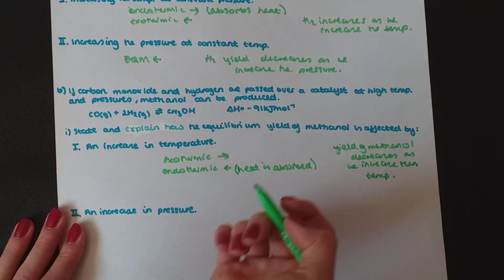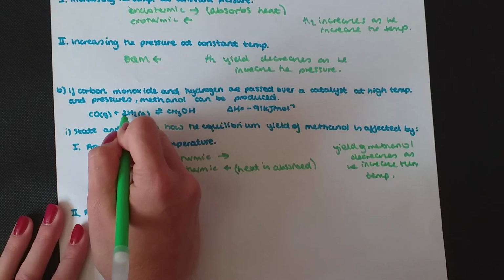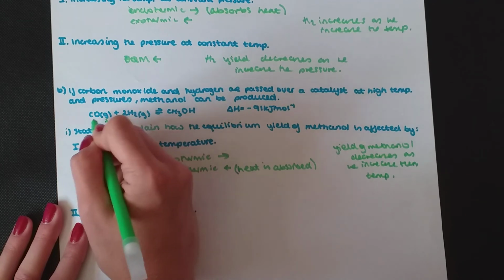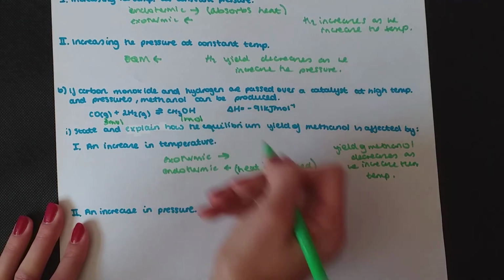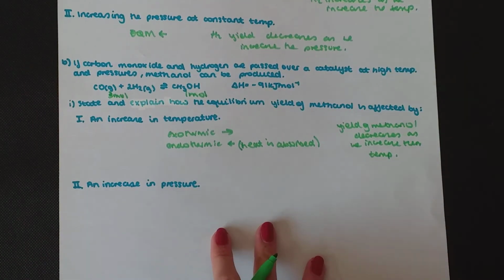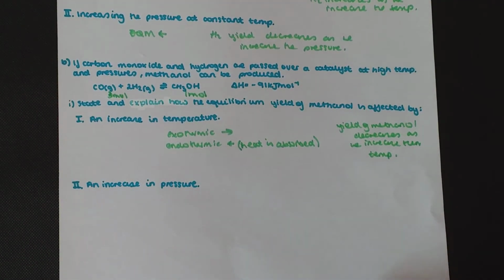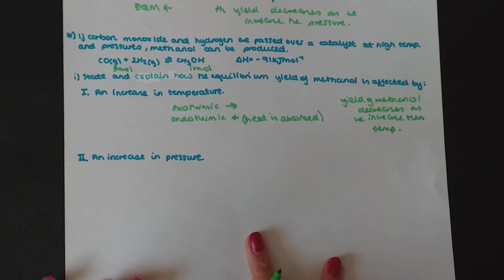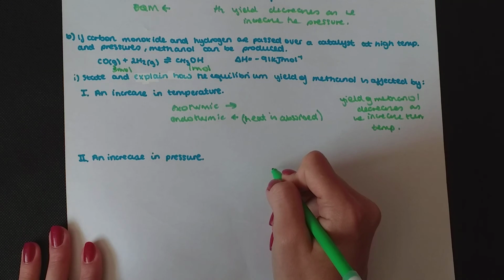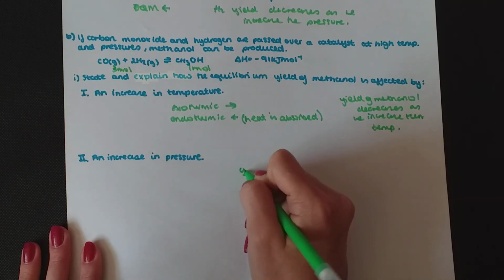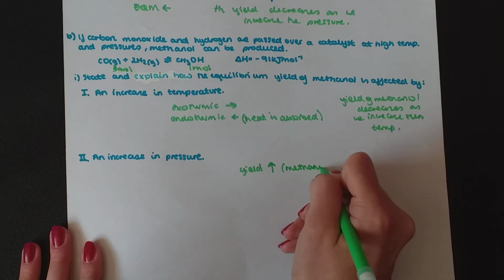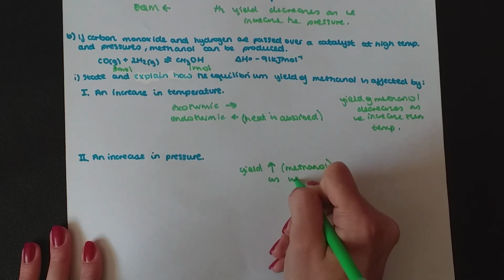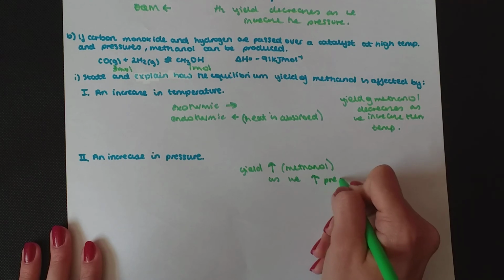Again, we have to look at the moles. So we have 2 and 3 gas molecules on the left hand side. We only have 1 molecule on the right hand side. So when we increase the pressure, the equilibrium shifts to the side with fewer gas molecules. This is our methanol side. That means the yield of methanol increases as we increase the pressure.